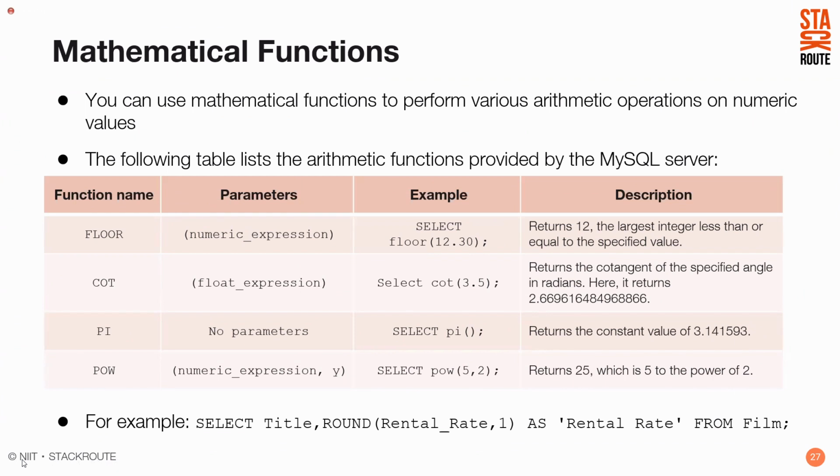Various mathematical functions are there which deal with only numeric values. We are aware of floor, ceil, square root, power, absolute. Apart from that, many more functions are there: floor, ceil, and here they have given cotangent function. I think we have some formula for this. Sine, cos, all those mathematical functions, pi, power. Select title, comma, round. The rental rate to be rounded with 1 decimal point. We can get it. We will use this round.